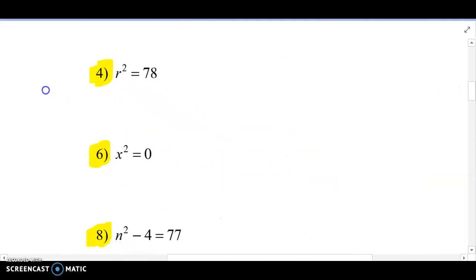Let's go over here to number 4. Same thing. When the b term is missing, I can get the variable squared by itself, and then all I do is take the square root. That cancels that, so r equals, again, plus or minus. Anytime you do a square root, it's plus or minus. The square root of 78, punch that in your calculator. You should be getting plus or minus 8.8. That just means positive 8.8 and negative 8.8. Those are your two solutions.